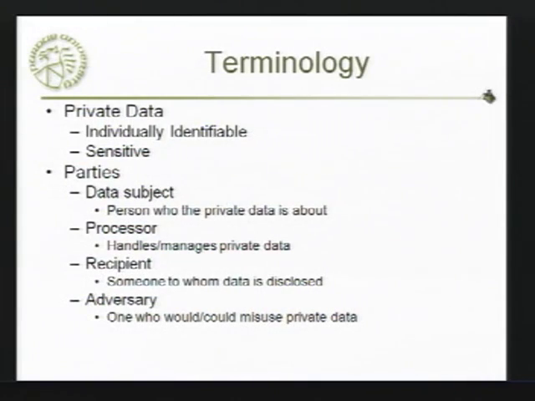Parties involved. People talk about the data subject. That's who the data is about. With most privacy issues, unfortunately, the person who the data is about is not who actually controls the data, or physically controls the data. So there is a processor that is handling the data, a recipient of the data that this data is disclosed to, and an adversary who would misuse the data. And often the recipient of the data may in fact be a potential adversary who would use the data in ways that you as the subject would prefer they don't. The goal of technologies to preserve privacy is to try to prevent that disclosure at a level where the data can be misused.